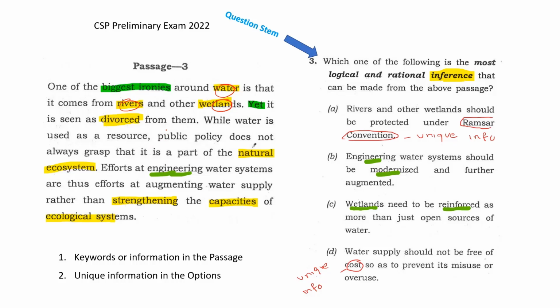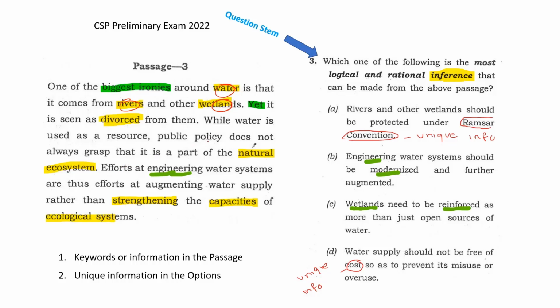It is seen as a divorce from them. Oh, it is seen, passive voice. That means we people, or maybe the public policy makers. See, "them" means, how do they say? They separate water from its source.